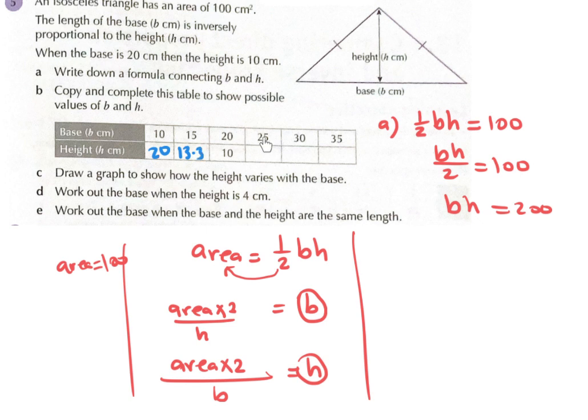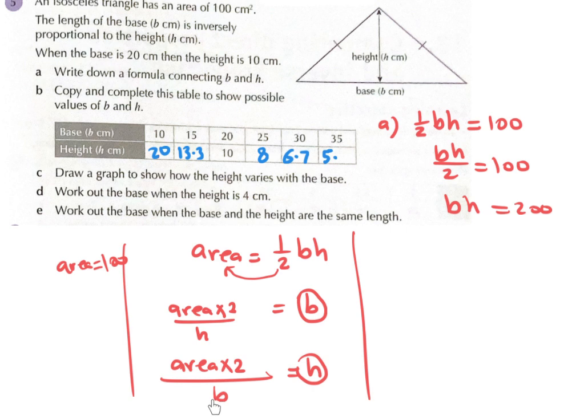Now for 25, 200 divided by 25 is 8. For 30, 6.7, to one decimal place. 200 divided by 35 is 5.7. So if I need the base, area times 2 divided by height. If I need the height, area times 2 divided by base.